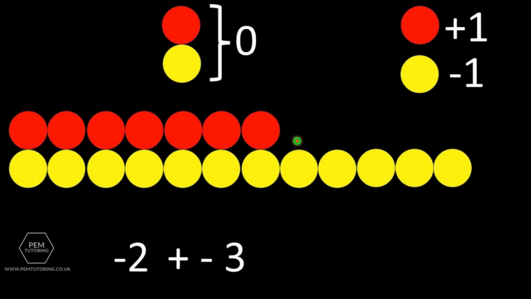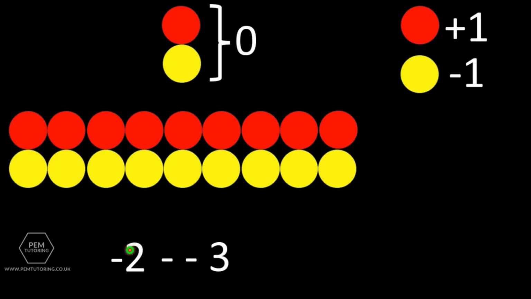And what we have here is then going to be 1, 2, 3, 4, 5. So that's -5. So -2 plus -3 will give us -5. Whenever we have a negative number and we add to that another negative number, we go further down. So we get -5.